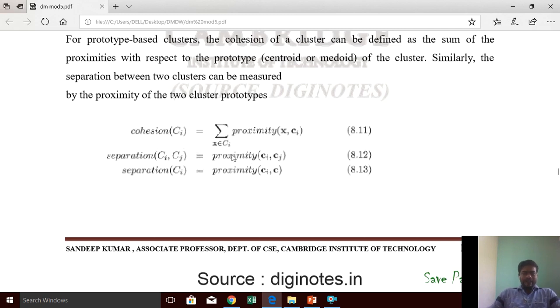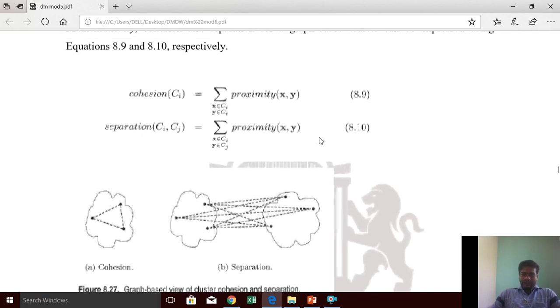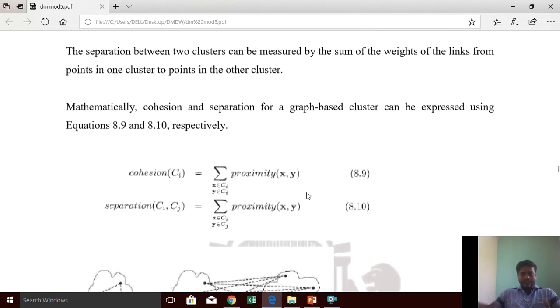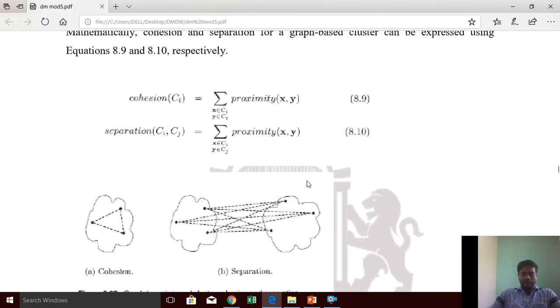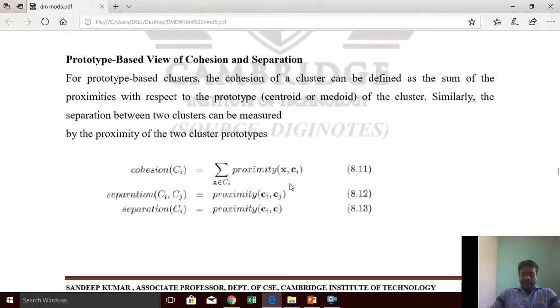Separation of C_i and C_j: here I am not taking two points. In the graph-based case I take two points and check whether they are connected or not, but in this case I am taking a centroid point and checking, with respect to the centroid point, how closely they are connected. So separation between two clusters is with respect to the two centroids, that is, proximity(c_i, c_j).